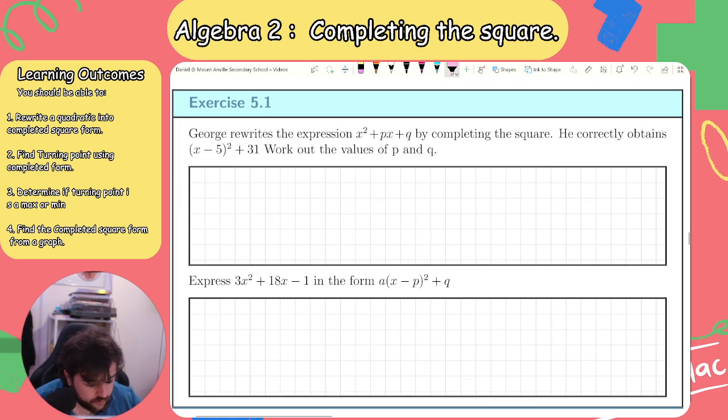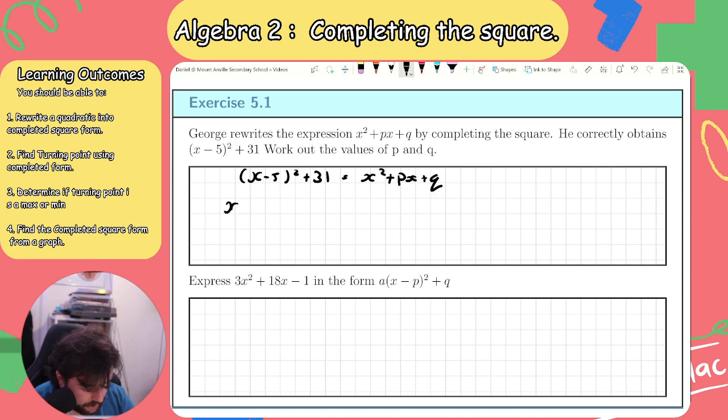So George rewrites the expression x squared plus px plus q by completing the square. He correctly obtains (x minus 5) all squared plus 31. Work out the values of p and q. So actually, this is more algebraic identities. So (x minus 5) all squared plus 31 equals x squared plus px plus q.